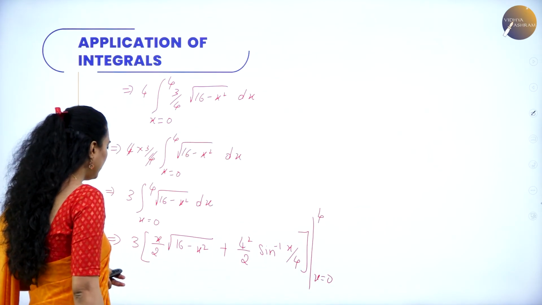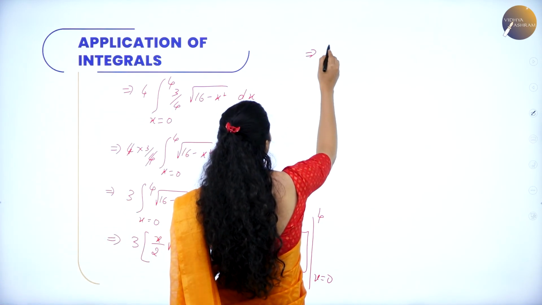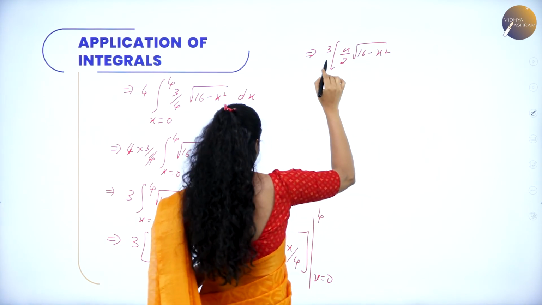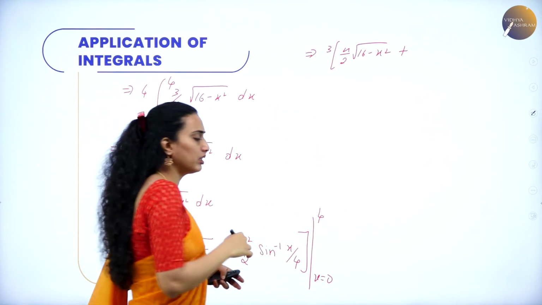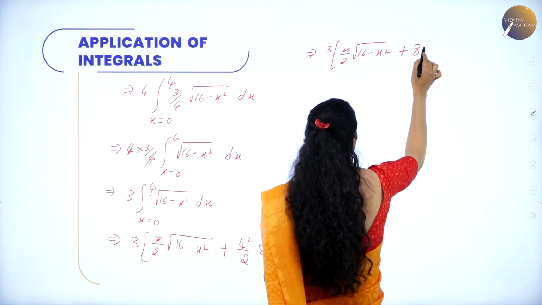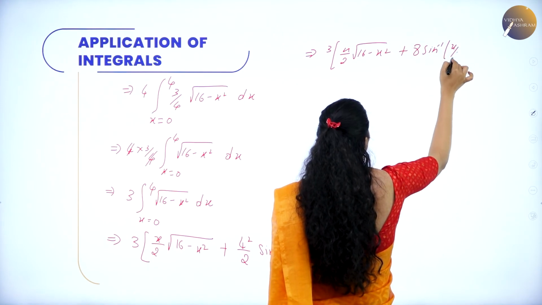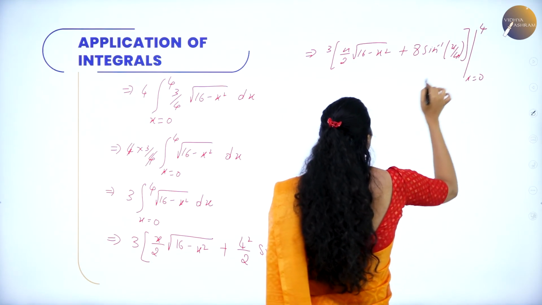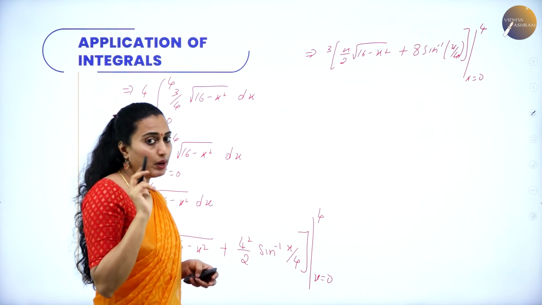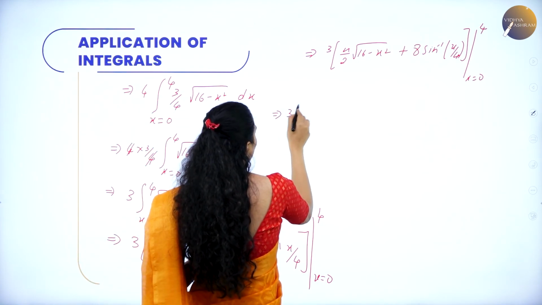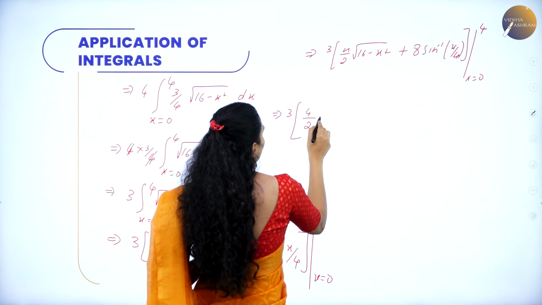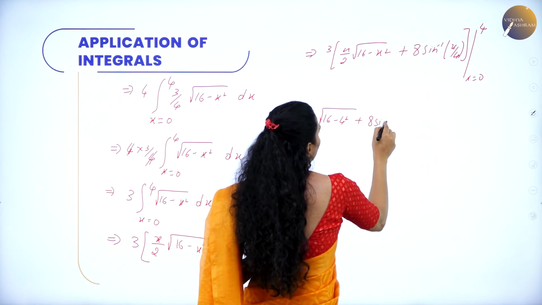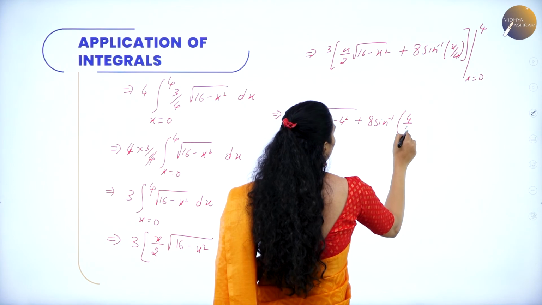Okay. Now you can apply the limit after simplifying. It will be giving you 3 into x by 2 into under the root of 16 minus x squared plus 4 squared divided by 2, which is 16 by 2, which is 8, so 8 into sine inverse of x by 4, from the limit x varying from 0 to 4. Now you apply 4 wherever x is there. First apply the upper limit. So what is the upper limit? Upper limit is 3 into 4 by 2 into under the root of 16 minus 4 squared, plus 8 into sine inverse of x by 4, that means 4 by 4.